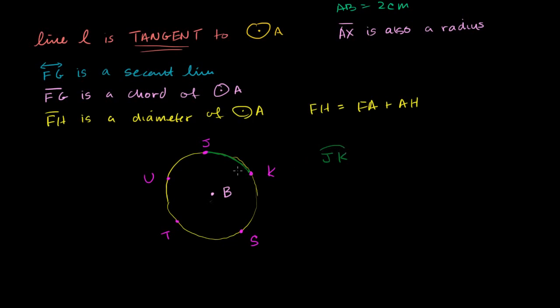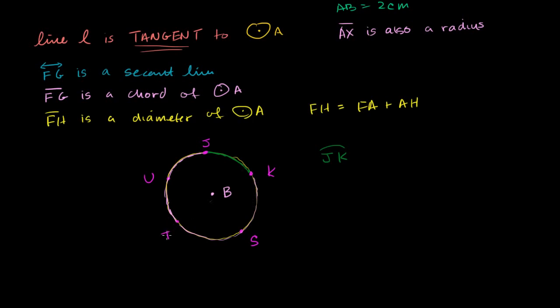Now you can also have another arc that connects J and K. This is the minor arc. It is the shortest way along the circle to connect J and K. But you could also go the other way around. You could also have this thing that goes all the way around the circle. And we would call that the major arc.